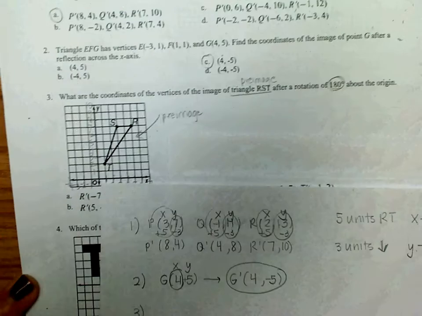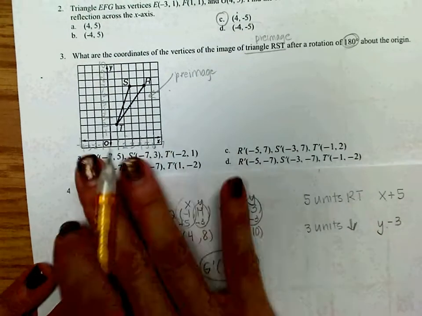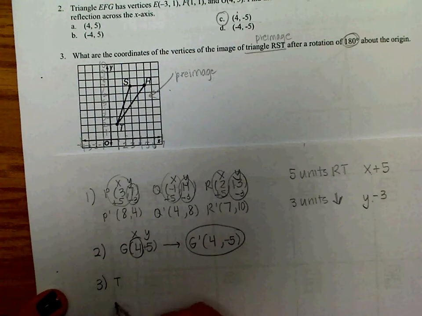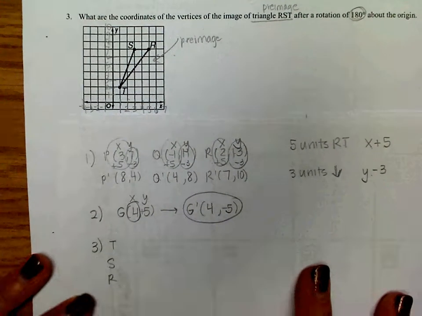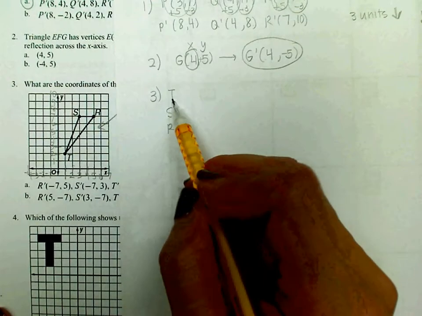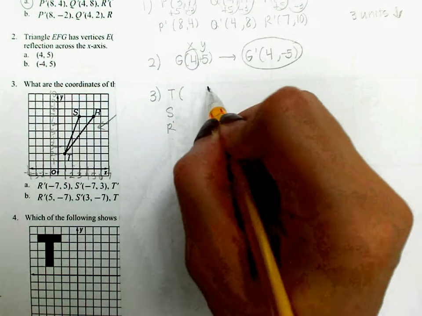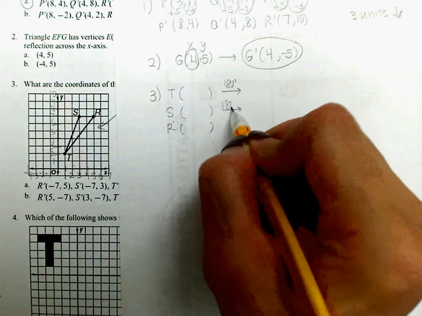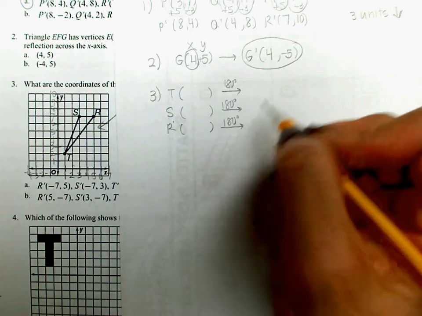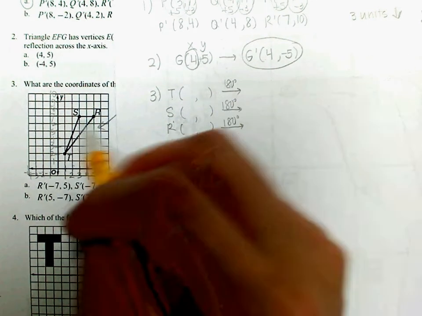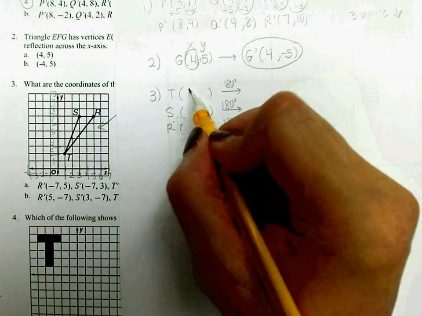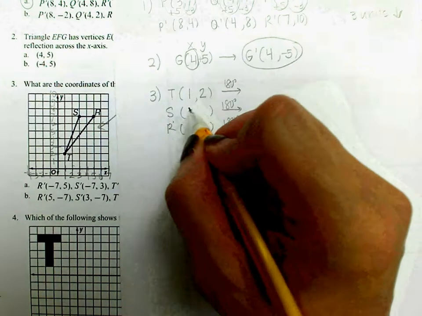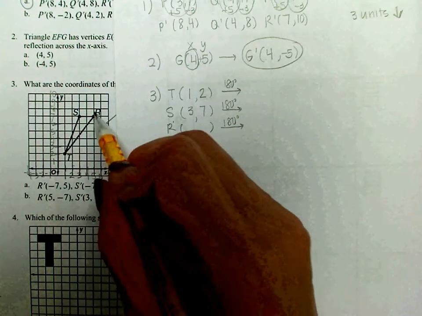So what you should do, before I start looking at all this, because you're going to just pick the wrong answer if you're not careful, is find the original coordinates, T, S, R. Okay, I'm going to write it here. So let's find the original coordinates, and then we'll do what happens after a 180 degree rotation. I just like writing it to show me what I'm doing to the original coordinates. So T is at 1, 2. Okay, and then S is at 3, 7. R is at 5, 7.